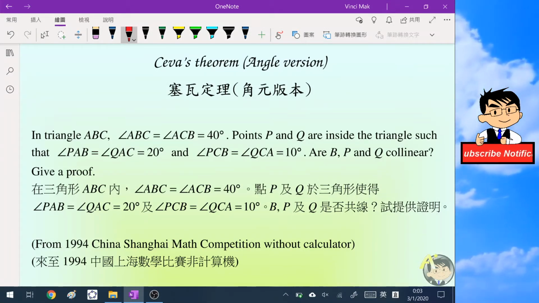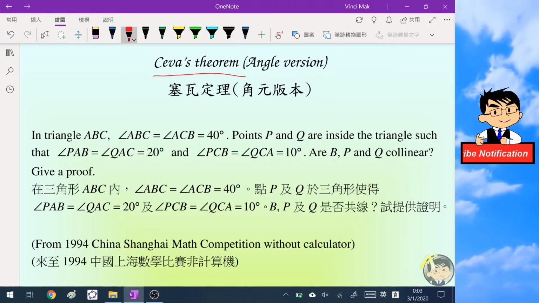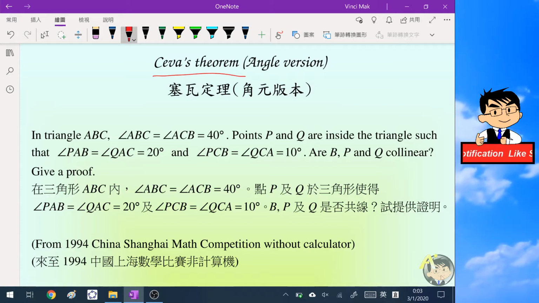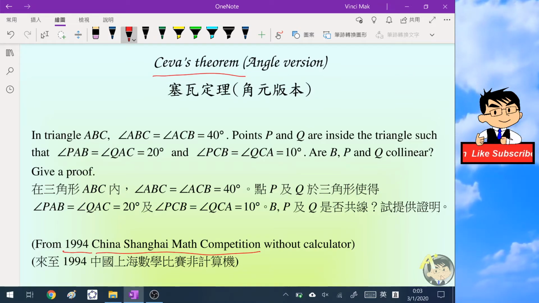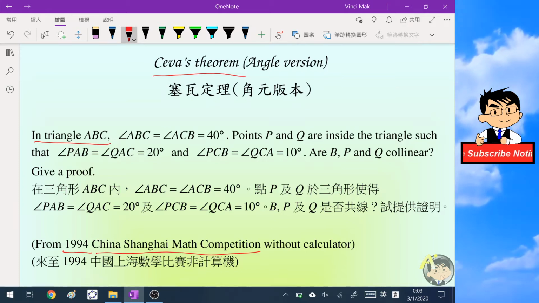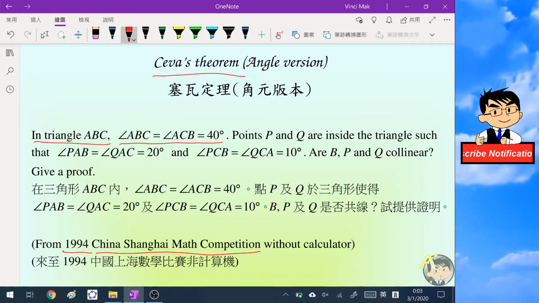Hello everyone. In this video, we are going to apply the Ceva theorem, the angle version of the Ceva theorem, to solve this problem from the 1994 China Shanghai Math competition. So, the question is about a triangle ABC. Angle ABC is equal to angle ACB and equal to 40 degrees.